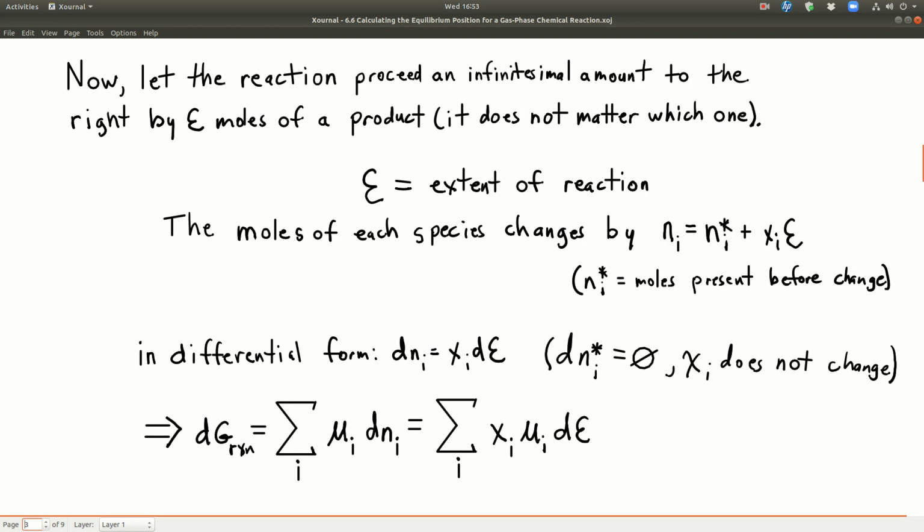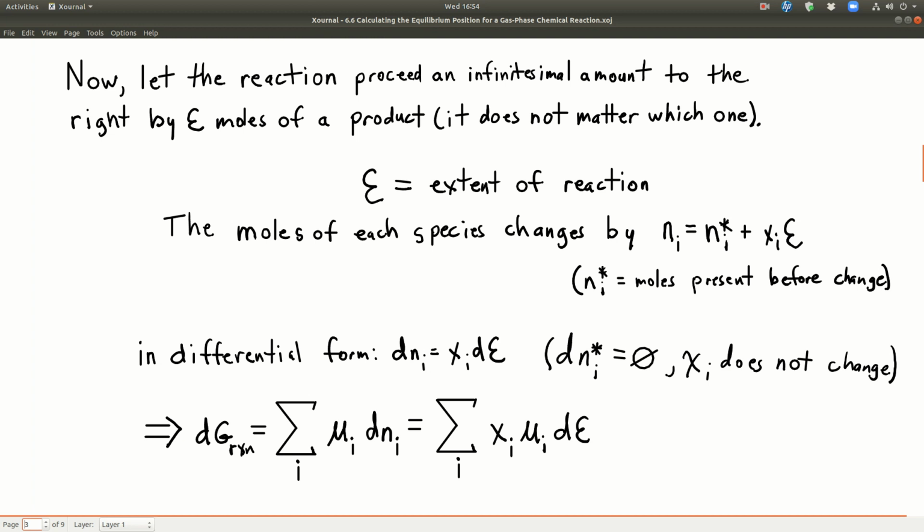Now, we're going to start and let the reaction go just an infinitesimal amount to the right, and it changes by epsilon moles, however many moles it changes by. We're going to call that epsilon of some product. It doesn't matter which one. Epsilon is what's called the extent of the reaction, how far the reaction has proceeded at that point. We can also say that at that point, the moles of each species, n sub i, we could write as the amount that we started with, n sub i star, plus the coefficient times the extent of the reaction.